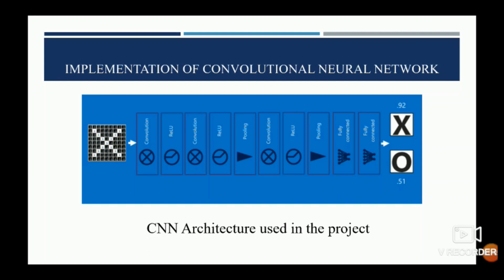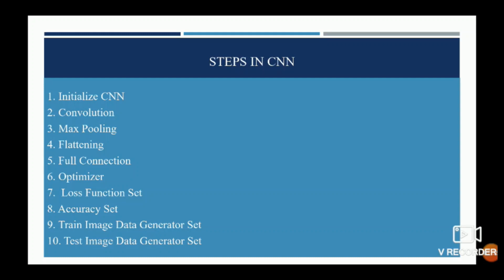Now DCT followed by CNN. This is the architecture of CNN that we are using in our project. The steps in CNN: first of all, you need to initialize your CNN, followed by convolution. Third is max pooling. Why are we using max pooling? It is basically to reduce the dimensionality. Then fourth is flattening. Flattening is converting data into a 1D array. We have done it to create a single long feature vector.